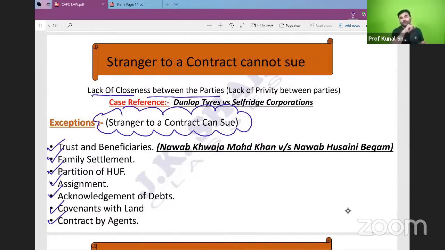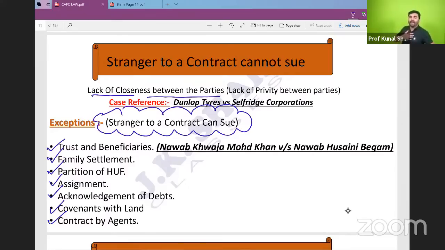Generally, a stranger to a contract cannot sue. But when it is a case of trust and beneficiaries, family settlement, or partition of HUF, then yes, in all these cases, a stranger to a contract can sue. The next exceptional case over here is about assignment. Assignment stands for transfer. If I'm transferring my right to a person, that means that person has got all the rights which I was utilizing previously.